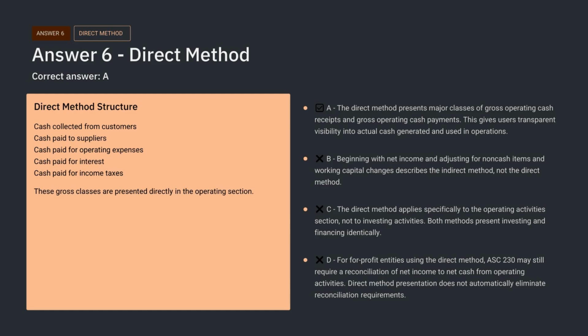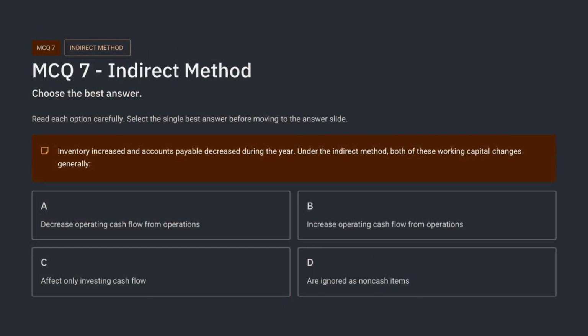Option C is wrong because direct versus indirect relates to the operating section, not investing activities. Option D is wrong because direct method presentation does not automatically eliminate reconciliation support. For for-profit entities, ASC 230 may still require a reconciliation of net income to net cash from operating activities. The direct method is transparent, but it is not a free pass to skip support. MCQ 7 tests indirect method working capital logic.